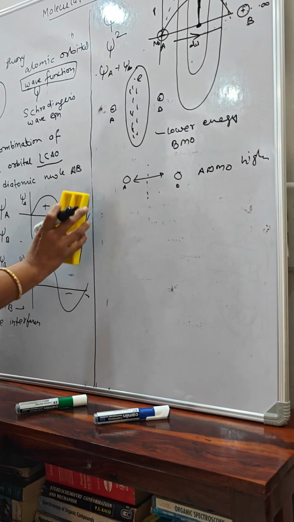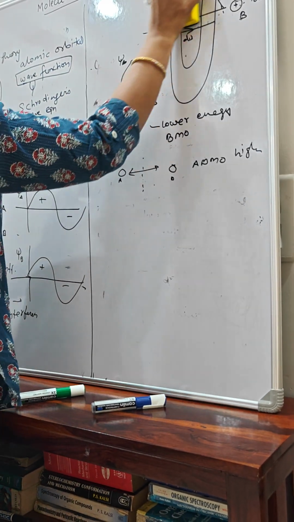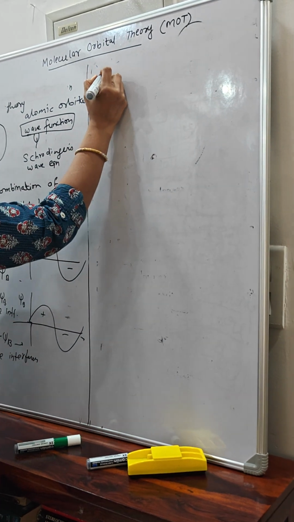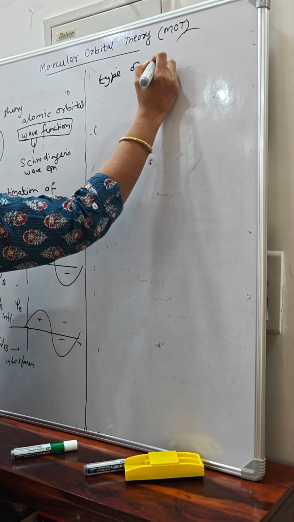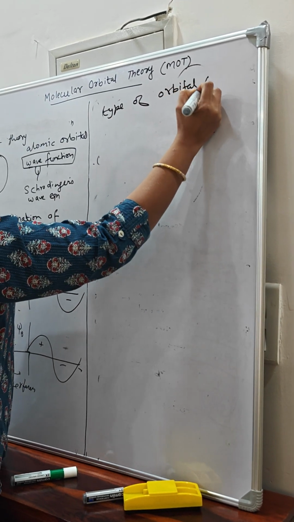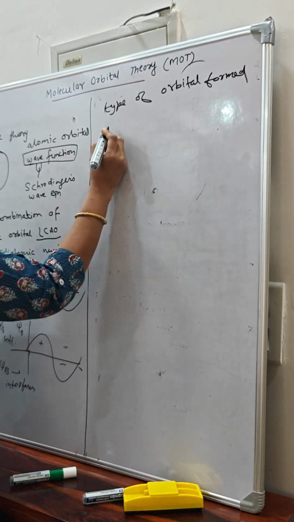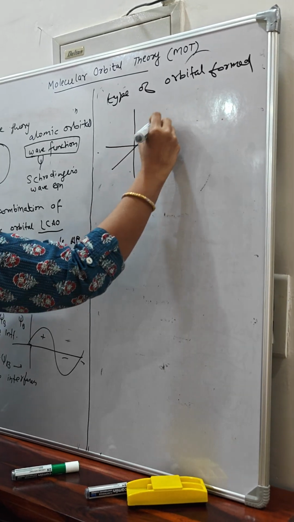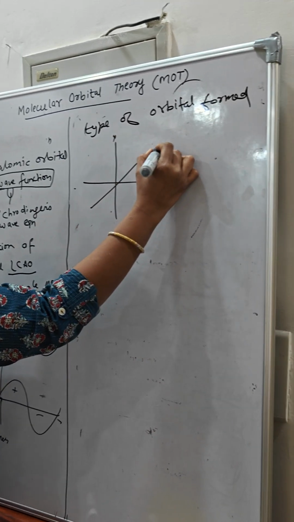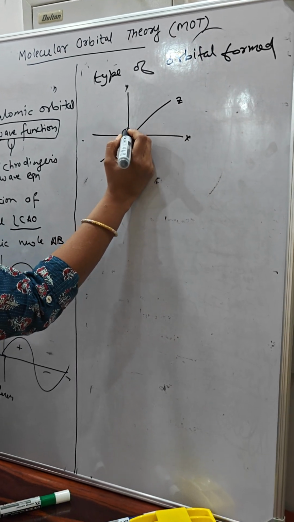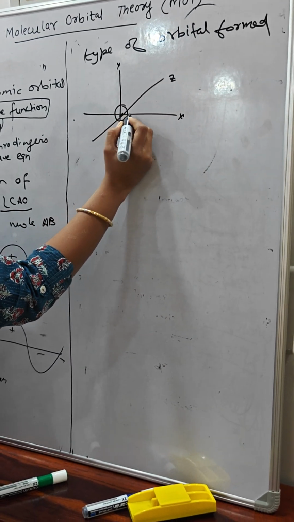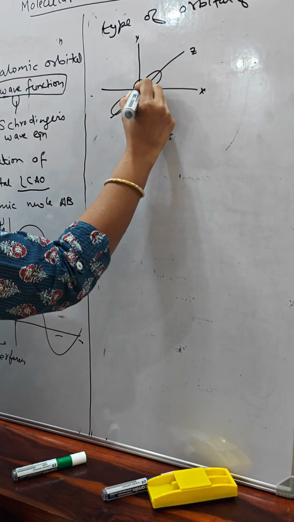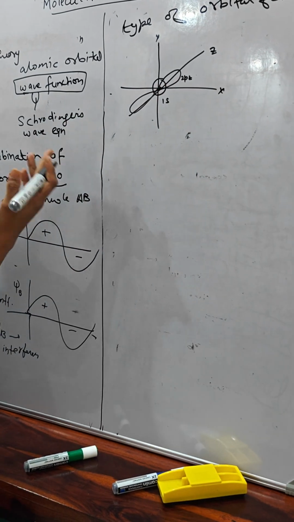Now I will explain the type of orbitals formed. When two atomic orbitals overlap, suppose this is the x, y and z direction. Orbitals overlap, like 1s, and I will take both examples here. This is 2pz. Suppose I will talk about these two.